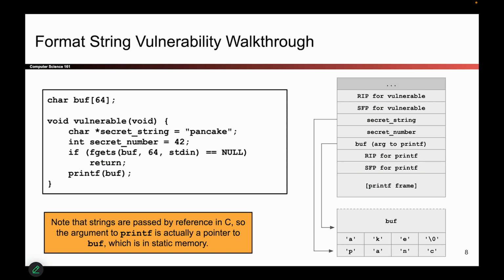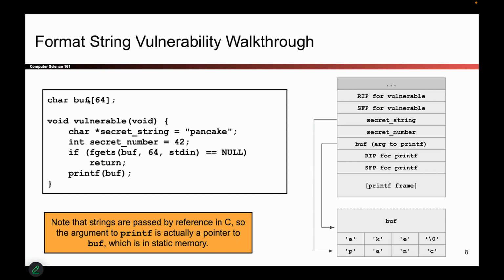OK, now that we know how printf works, and we know that giving the attacker control over the 0th argument of printf is bad, we can now walk through an example where the attacker provides some malicious input and causes some secret values to be leaked. So as before, we have some buffer.